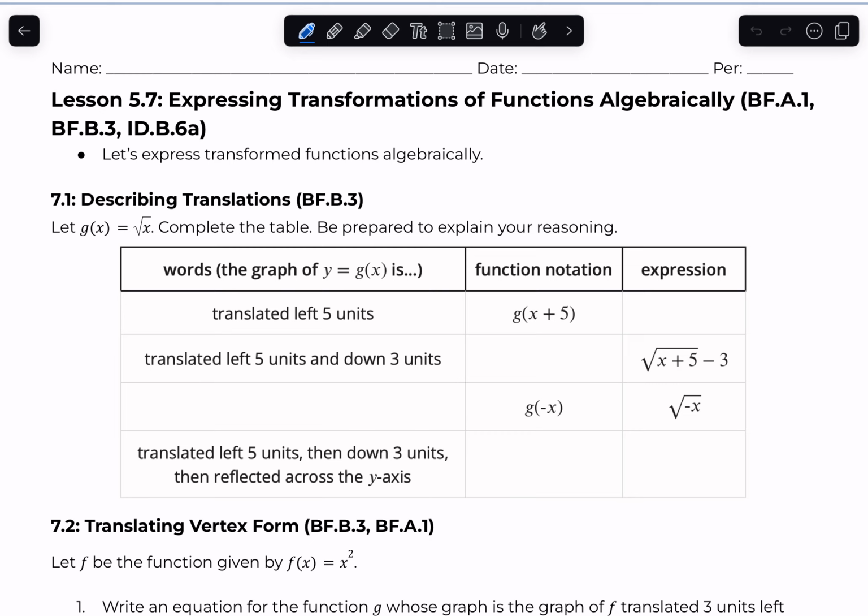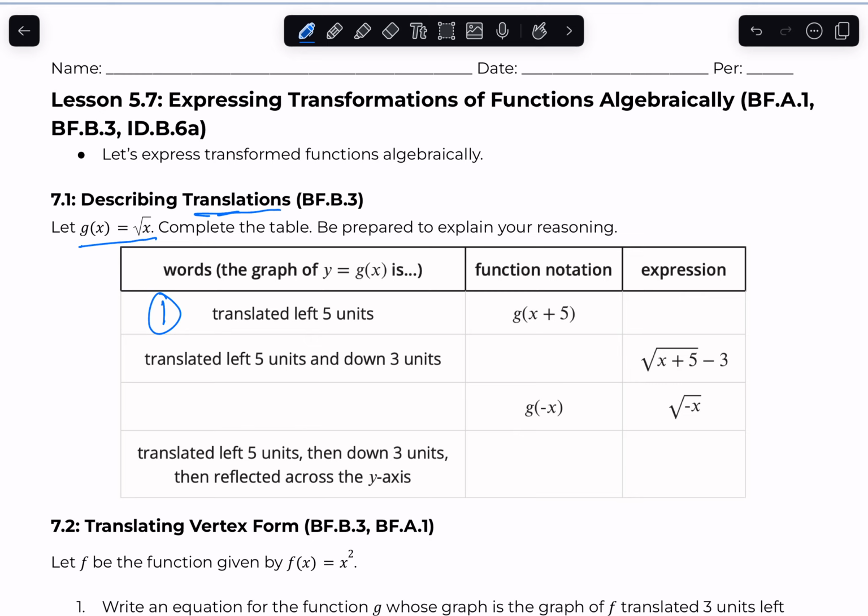So let's jump in. If I have this equation, g of x is equal to the square root of x, that is our function that we're going to translate, because that's in the first warm-up, it's called describing translations. So we're talking about up, left, down, right movement. So as review, I want you to see that in this one right here, in row number 1, we are translating the graph left 5 units.